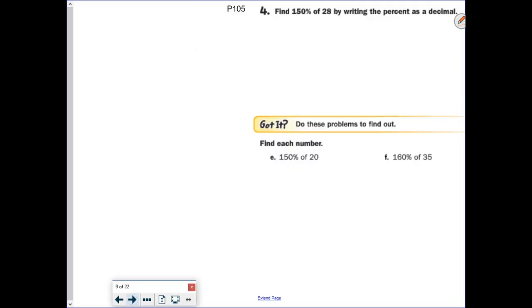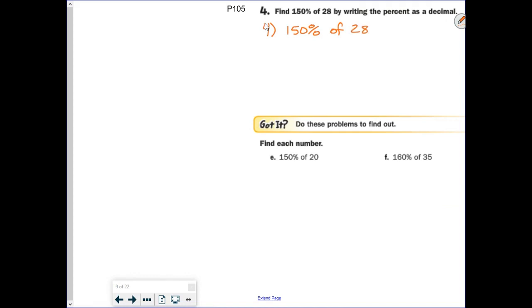Take a look at example 4. It says find 150% of 28 by writing the percent as a decimal. First, I'm going to write out my problem: 150% of 28.